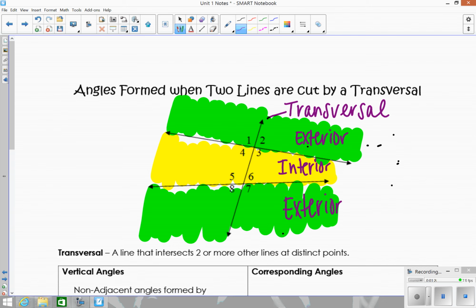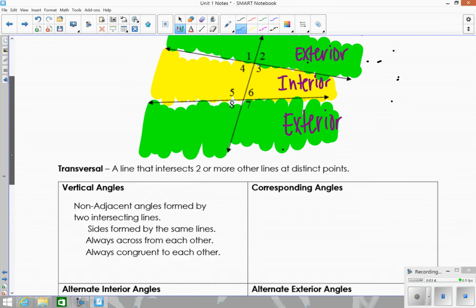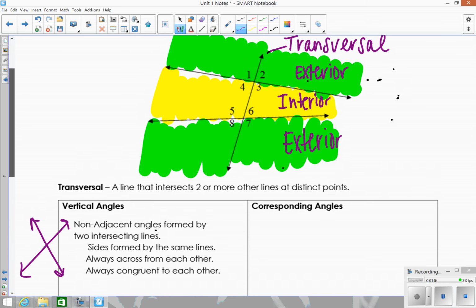So whenever we have a diagram like this, you're going to hear things like alternate interior angles, alternate exterior angles, corresponding angles. So let's go ahead and look at what do those actually mean. So down here, vertical angles, if you remember, vertical angles always occur whenever you have an X. So in this picture up top, we actually have two X's. We have this X right here. So where we have 1 and 3 are vertical, 2 and 4. And we also have the X down below.